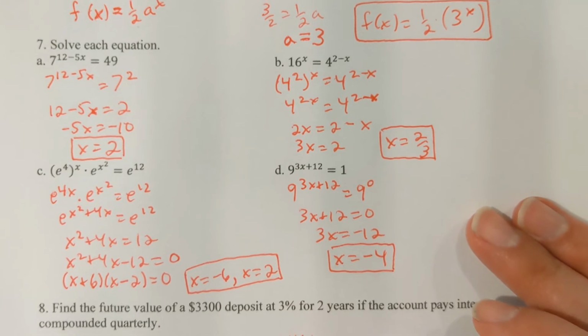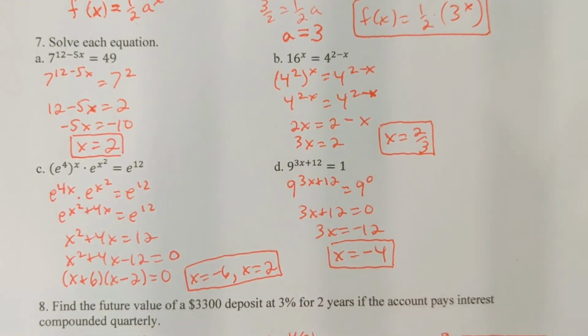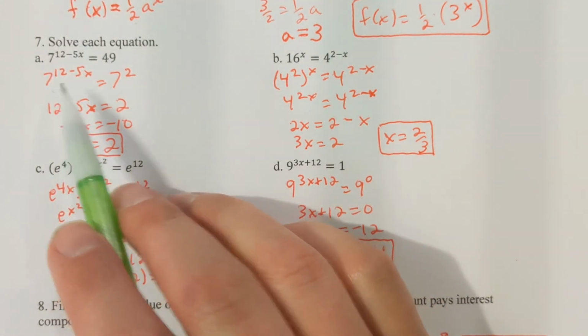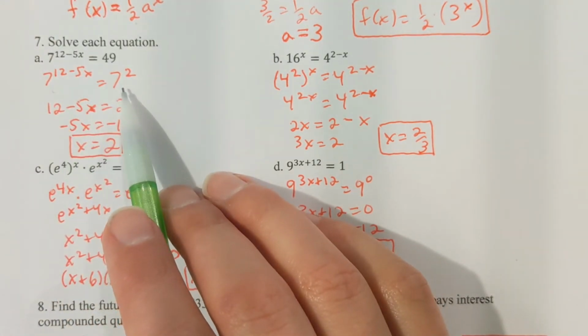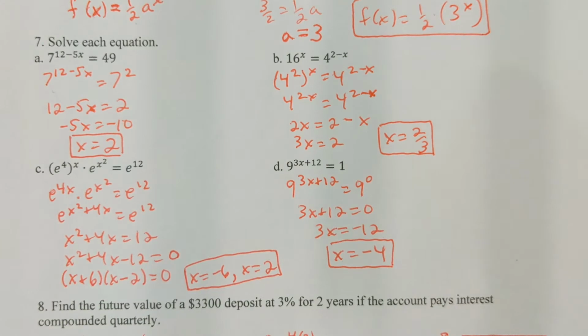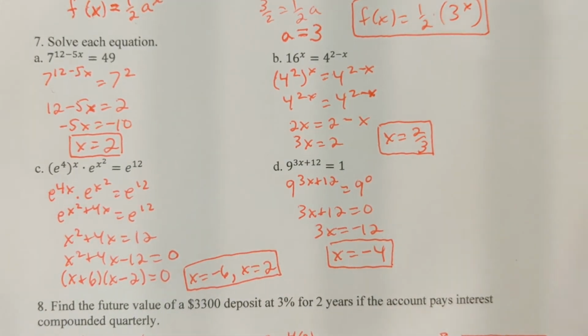Problem 7, we're solving some equations. Now when you're solving an exponential, the plan early on should be trying to get the same base on both sides. Okay, now it won't always happen where you can get the same base on both sides, so there is more to know. But in these problems, we should be able to get the same base on both sides.